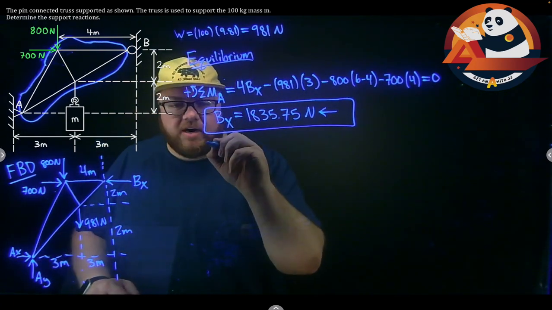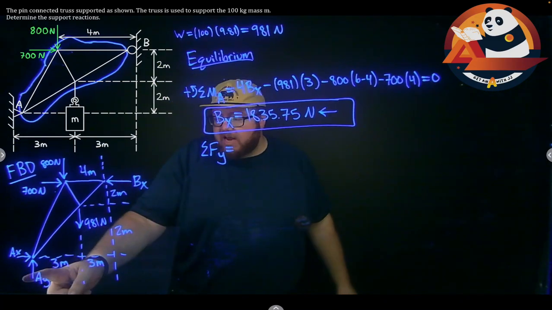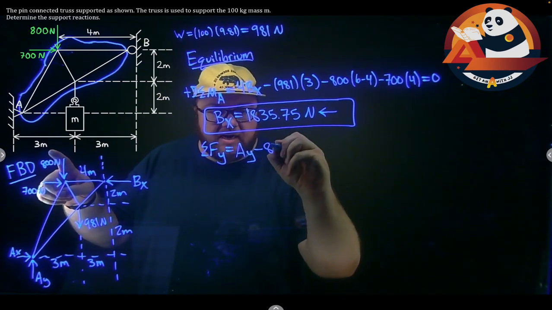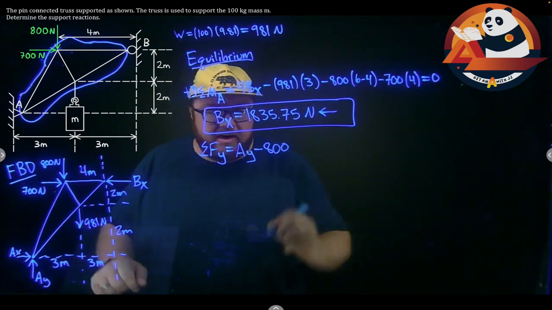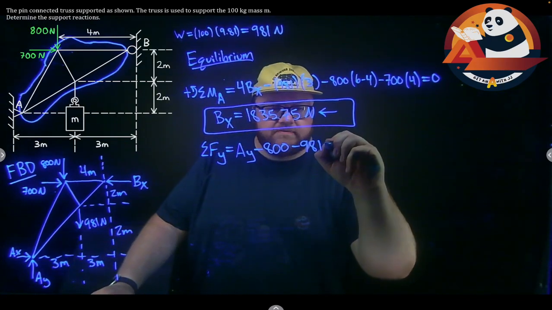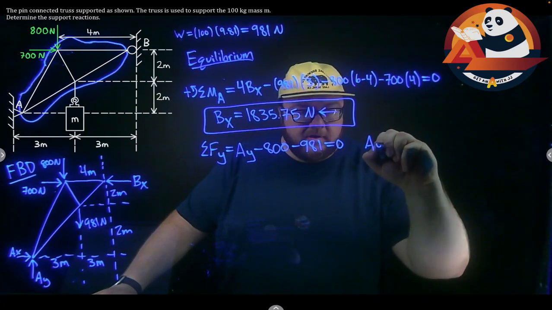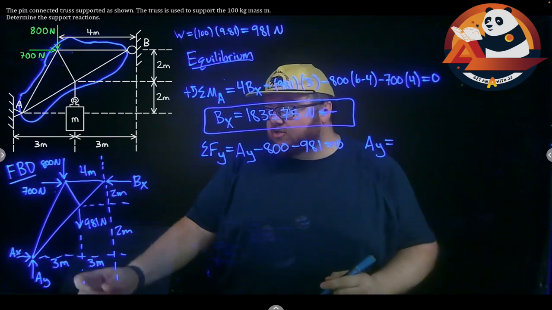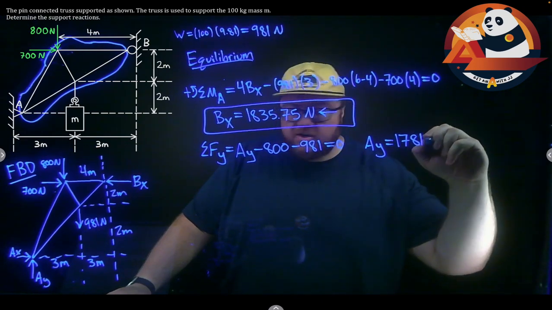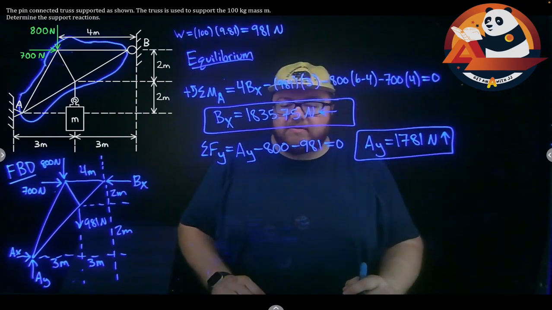From here, let's go to summing forces in the y. I could have done this one first. I just arbitrarily chose not to. There would have been nothing wrong with doing it first. But I have Ay, I assumed went up, so put it as positive. I have 800 coming down, minus 800. And I have the weight coming straight down, minus 981, equals 0. Or Ay is equal to, again, we get a positive out here, so this is the correct direction. Ay is 1,781 newtons, and it's going up in the direction we assumed, because this solves to be a positive answer.